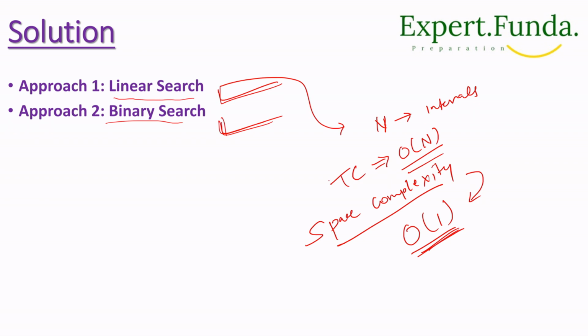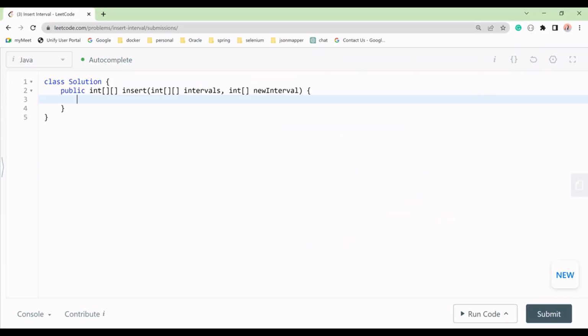Let's talk about the binary search. We have the given intervals and the new interval, and we have already seen the first part of the problem, in which we did the linear search. Now we are going to do the binary search. So let's begin from here. First of all, we will have our insert interval. We have already created this one, but we are doing it from scratch, so let's understand.